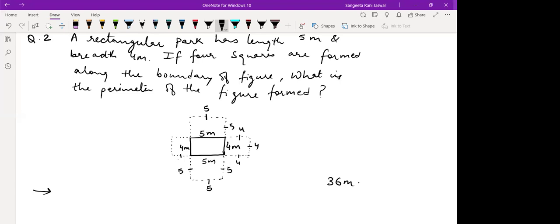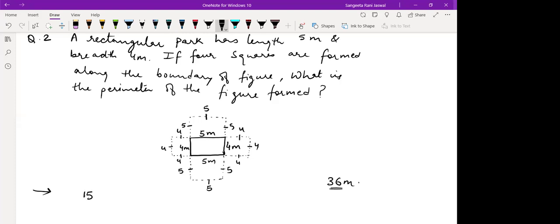Ma'am, what is the answer, ma'am? I got 56 meters, ma'am. 56? Yes, ma'am. Adya, you told me 36 or 56? Ma'am, I told 36. Please check. Harshit, you also check. See here, 3 times 5 is 15. I'm taking it like this.